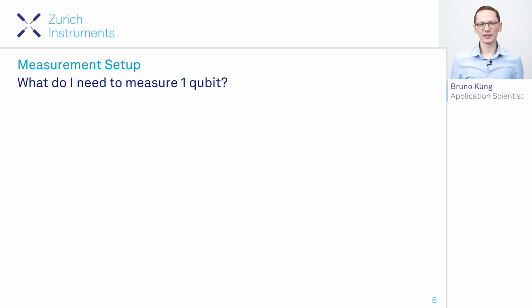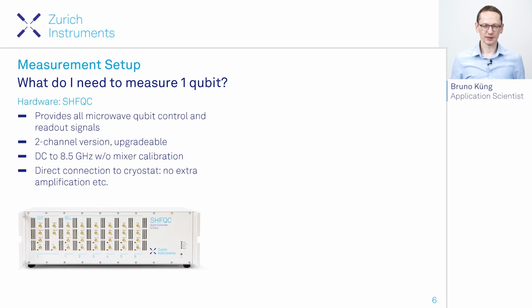So concretely, what do I need to measure a single qubit? From our company, there's a clear answer in terms of what you need in terms of hardware and software. On the hardware side, it's the SHF QC, qubit controller, which is an instrument combining all the microwave control and readout signals that you need in one box. You can get it as a 2-channel version with 2 control channels and 1 readout channel, which is upgradable in the field, so it fits small systems and provides a scaling roadmap too. And it operates from DC to 8.5 gigahertz without mixer calibration, so you can often connect the signals right from the connectors to the cryostat, with no need for extra amplification or other components.